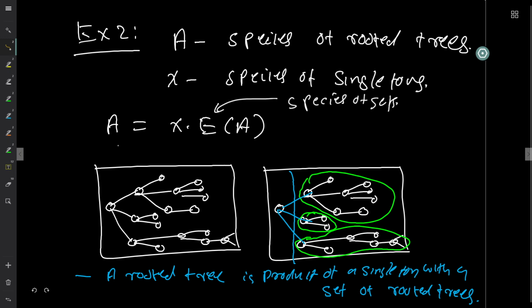So therefore, A is equal to x dot E of A. Now, using things like Lagrange inversion, because we know the generating functions for E and X, we should be able to compute the generating function for A, which we are not covering because we are not looking at Lagrange inversion or anything in this course. We will study that in a more advanced course.